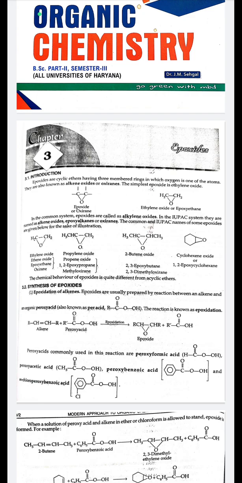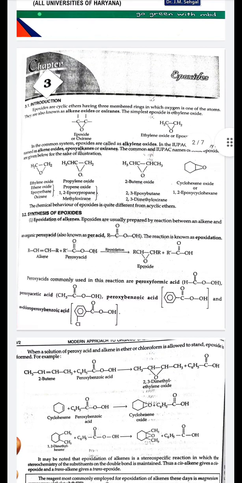Synthesis of epoxide. First, epoxidation of alkenes. Epoxides are usually prepared by reaction between an alkene and an organic peroxide. The reaction is known as epoxidation. RCH=CHR plus R'-C(=O)OOH, in the presence of epoxidation, gives RCH-O-CHR plus R'-C(=O)OH.